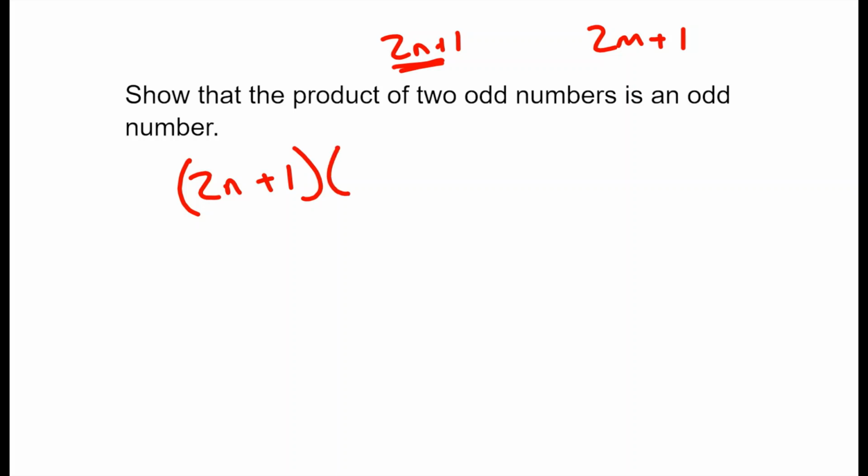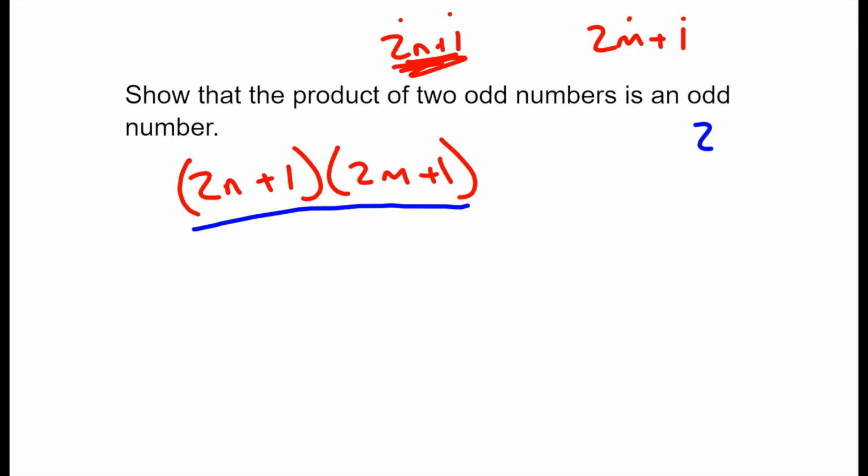Now, product means multiplication. So we are going to multiply these two things, and because each one contains more than one thing, you've got the 2n and the 1, the 2m and the 1, we're going to put it in brackets. So our end goal is to get it in the form of an odd number. So we need to show that this thing here can be put in the form of 2 times some number plus 1.